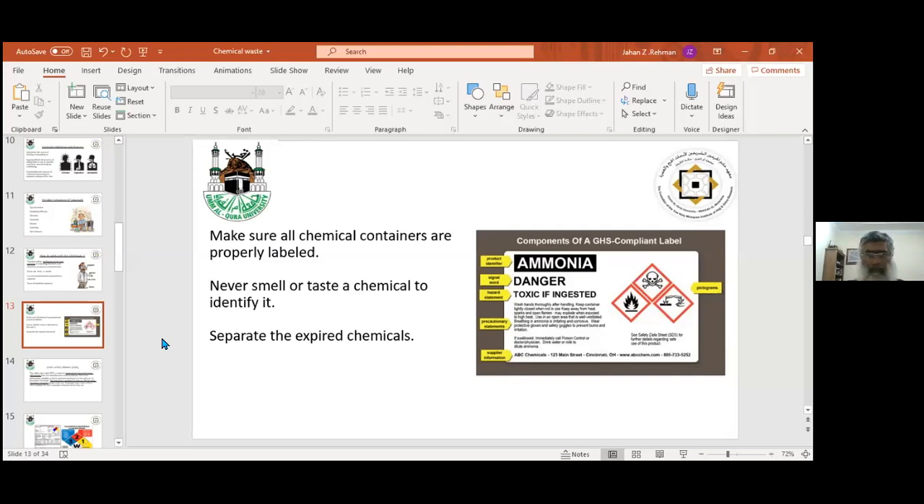Third thing, separate the expired chemicals. In the lab, you may have a lot of expired chemicals, so you have to separate them from the chemicals which are in use. In the next few slides, we will discuss what expired means. A chemical is a chemical, so what expired means, we will discuss in a few minutes later on.